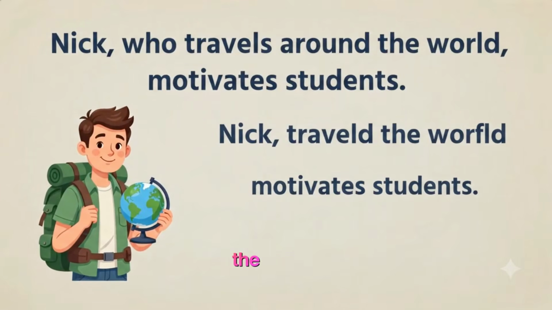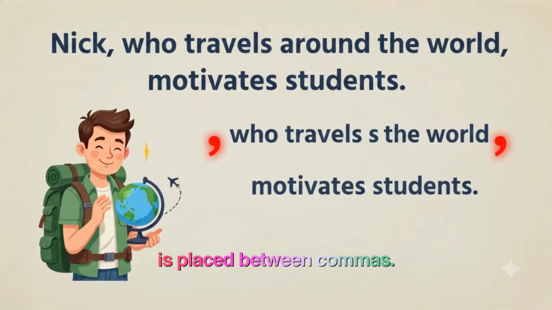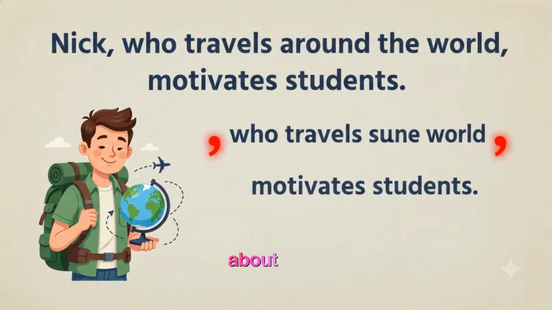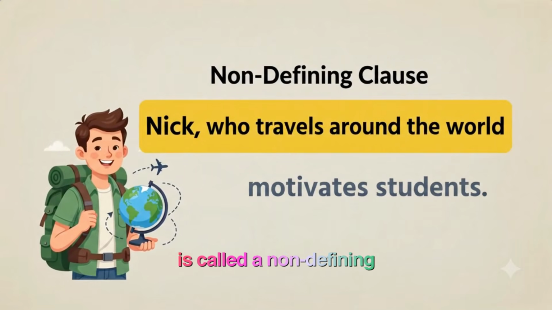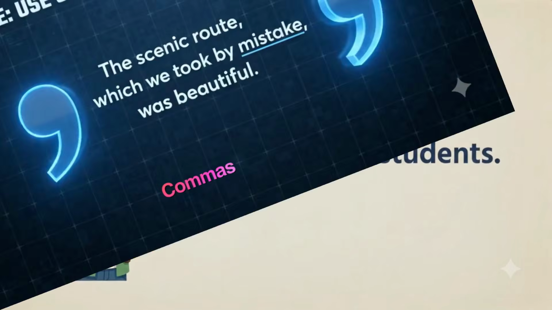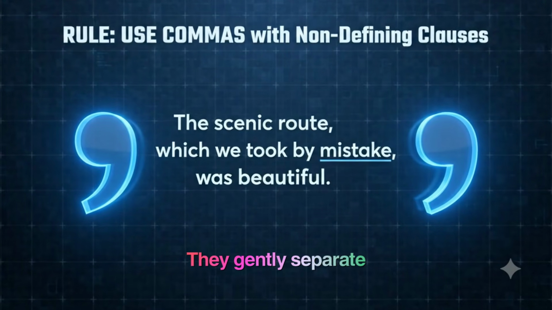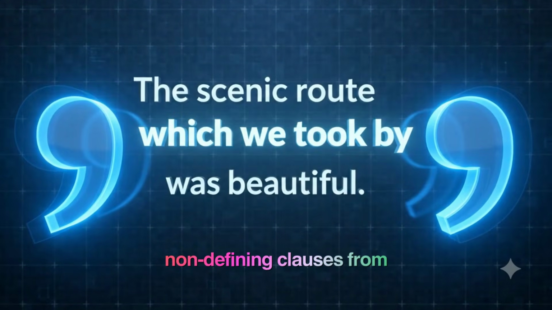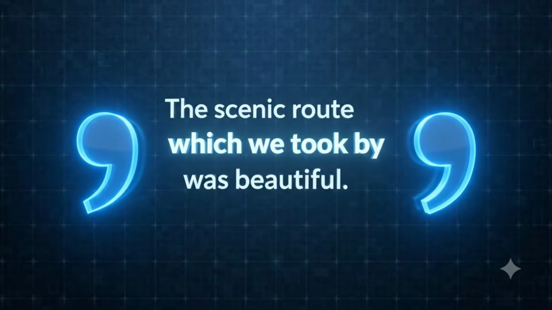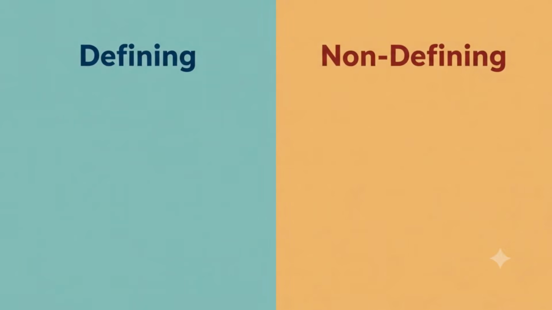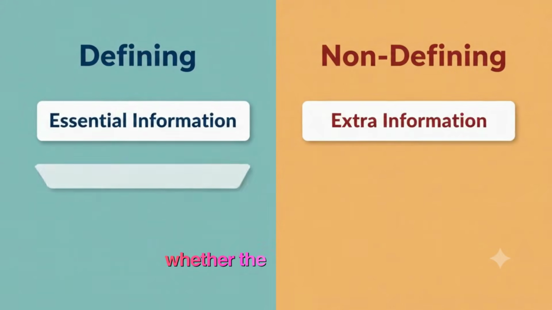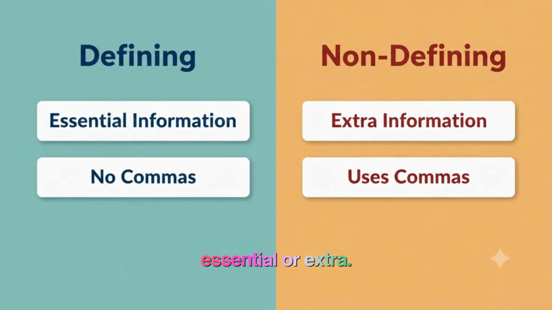In this sentence, the clause is placed between commas. It adds extra information about Nick. This is called a non-defining clause. Commas show that the information is additional. They gently separate non-defining clauses from the main sentence. The biggest difference is whether the information is essential or extra.